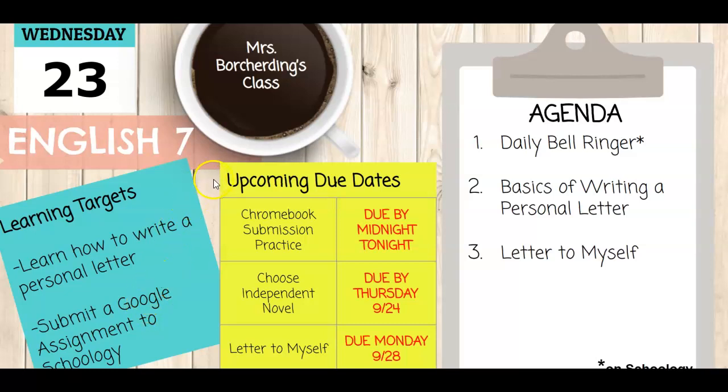Our upcoming due dates are the Chromebook submission practice. This was Tuesday's homework, and it is due by midnight tonight. There's choosing your independent novel, which was a Google form in the Monday folder, which you have to have completed by tomorrow. The final upcoming due date is the letter to myself.